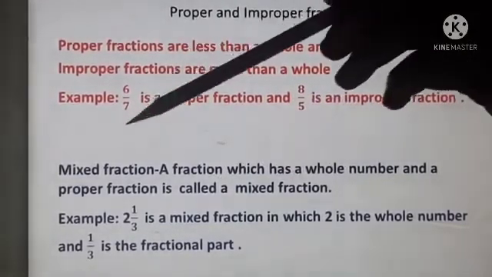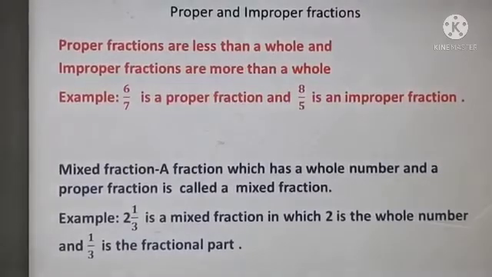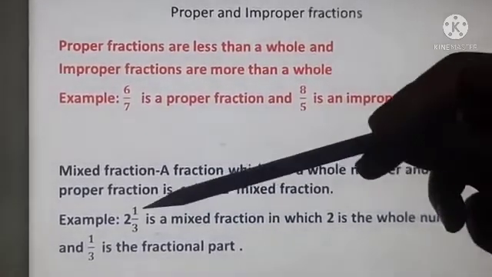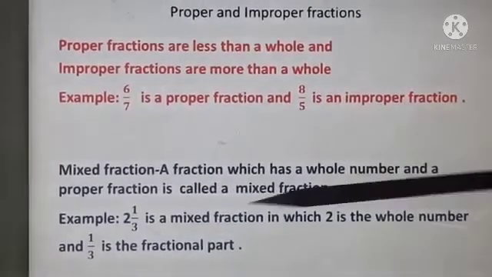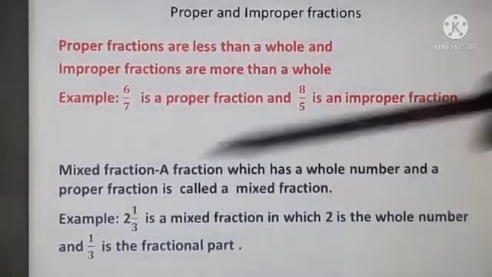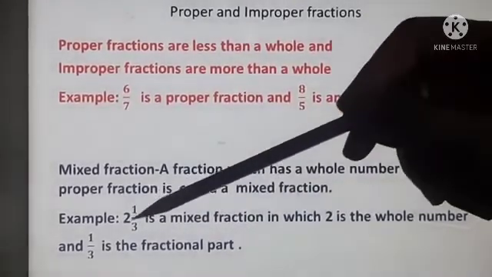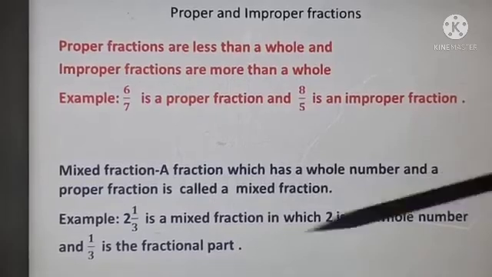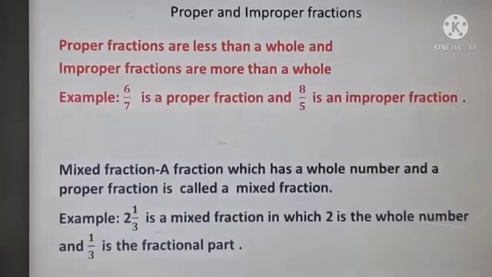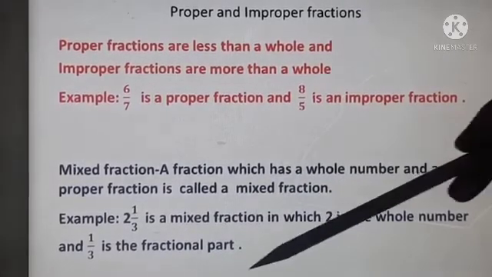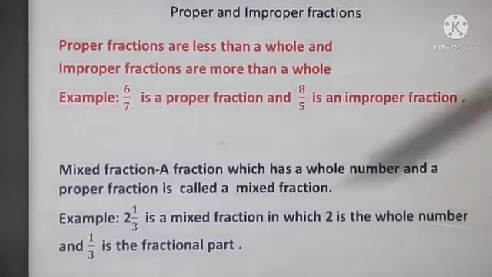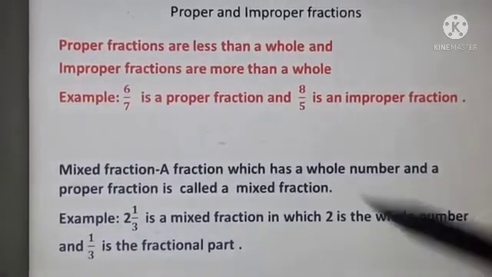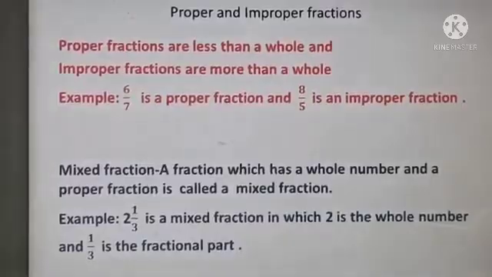Or we can say mixed fraction is a combination of a whole number part and a fractional part. Look at this example, 2 1 by 3. We read it 2 whole 1 by 3. 2 whole 1 by 3 is a mixed fraction in which 2 is the whole number and 1 by 3 is the fractional part. It is a combination of a whole number and a proper fraction. So this is the example of mixed fraction.